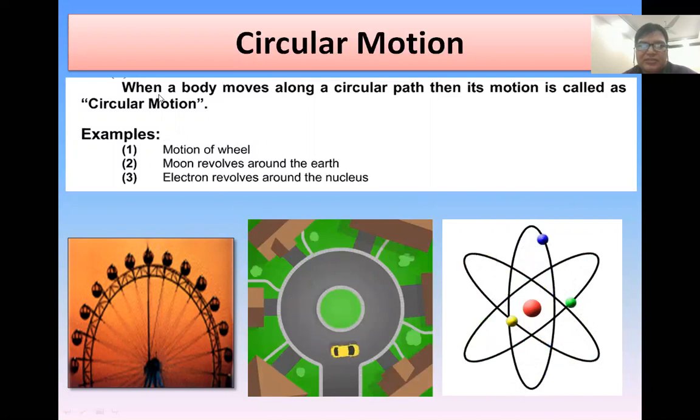Look at the definition, please. When a body moves along a circular path, then its motion is called circular motion. This will be a 2 marks definition included in your syllabus. There is no need to give examples. If you want to give examples, there are a bundle of them: motion of a wheel, electrons revolving around the nucleus, and so many. When a car turns on a circular track, its motion is called circular motion. Nothing more than that. This is our first definition, and I think you are able to understand it in a better way.